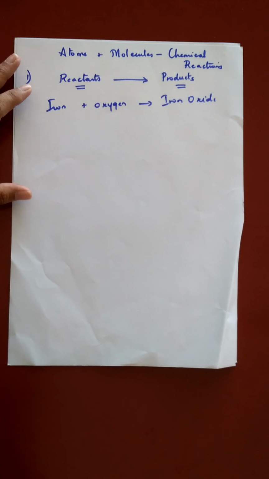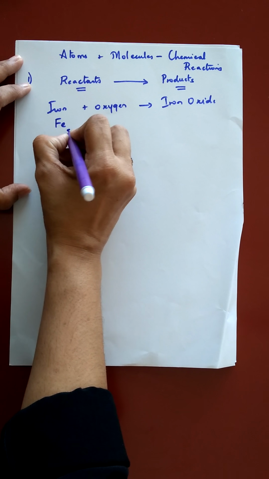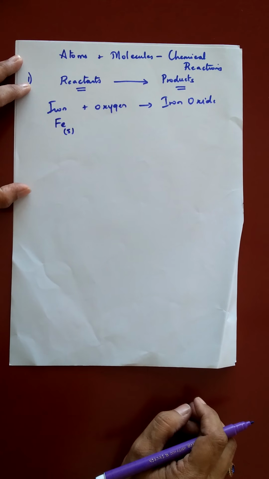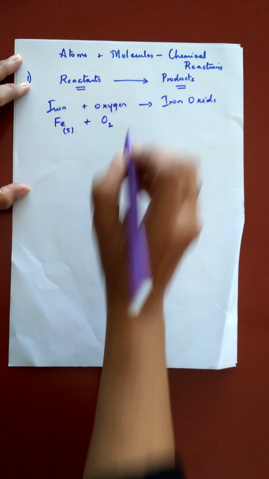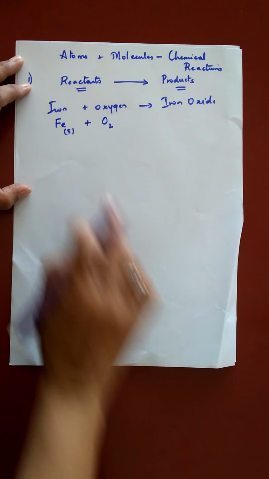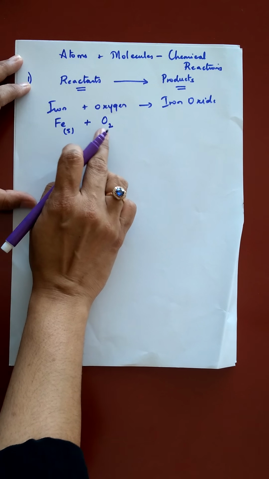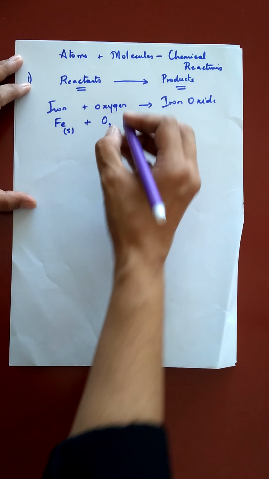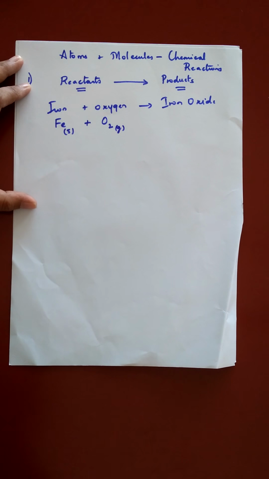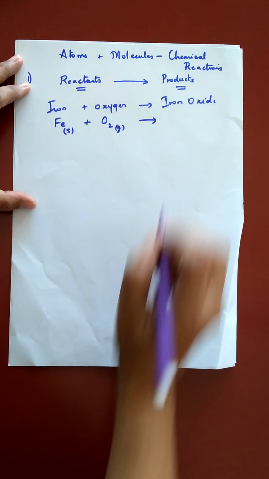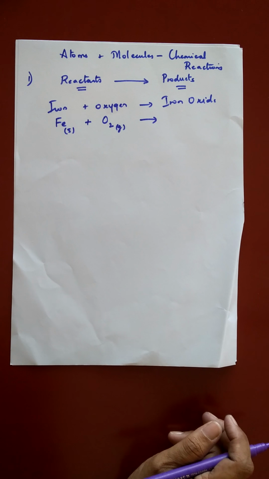Now iron is a solid. Its symbol is Fe. Then when you add it to oxygen, oxygen is a molecule, so O2. The symbol for oxygen is only O, but oxygen does not exist as an atom, it exists as a molecule, two atoms together. So O2, this is a gas. Gases normally exist as molecules. And then you get iron oxide, iron 3 oxide.